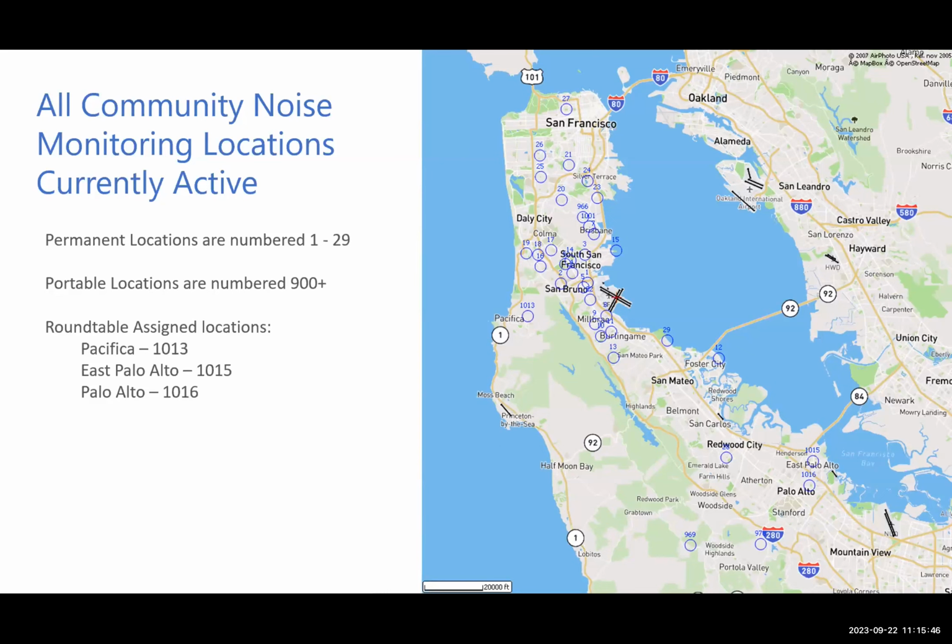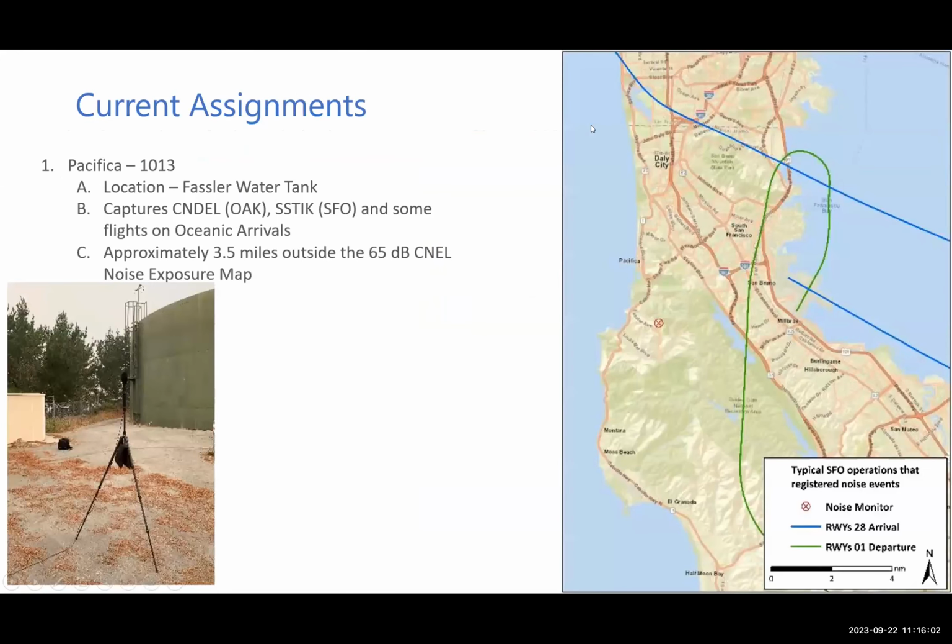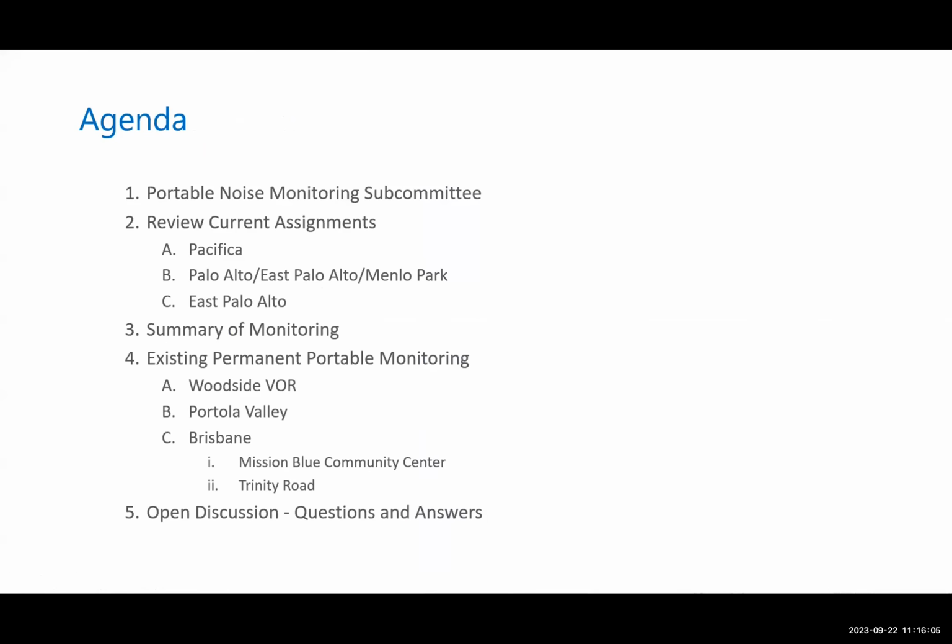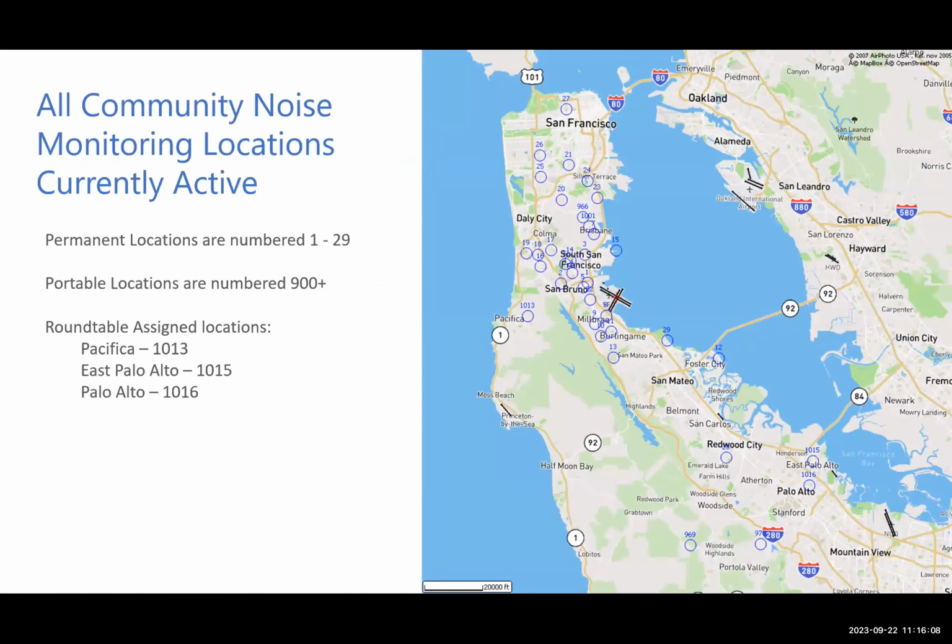For example, right up here in Brisbane, you see 966 and 1001. 966 was numbered 1010 before, and is originally 966, the same location. We had to redo the number.